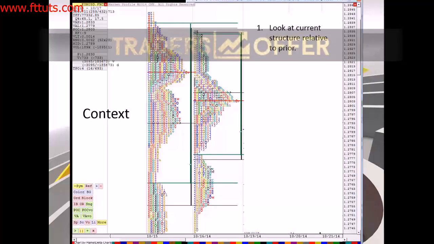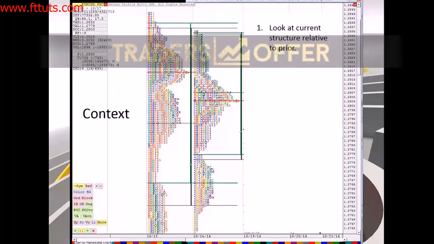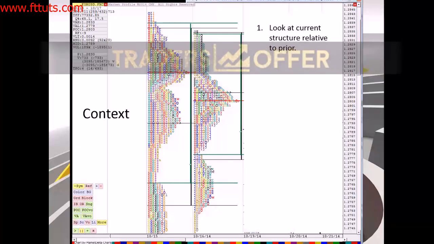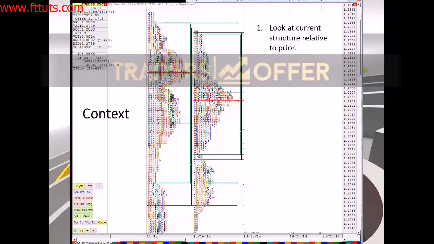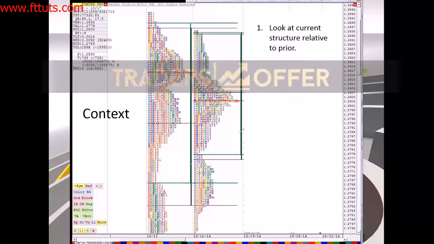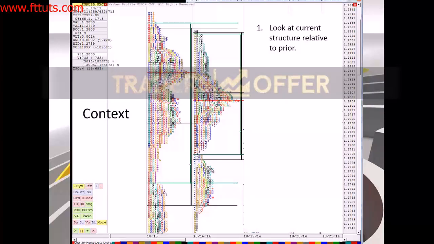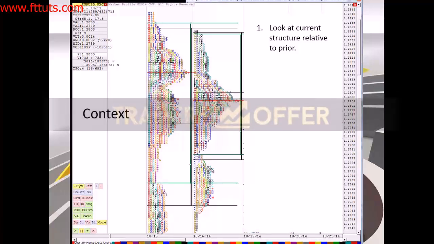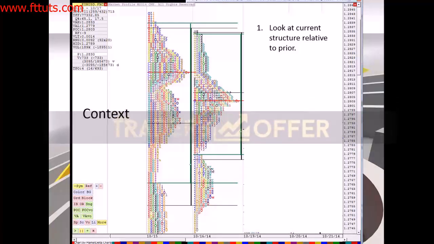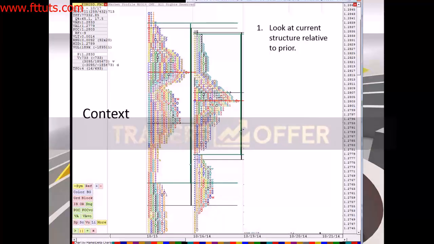Now, remember, when one is developing, the most current and the latest data that we have about what happened in the market is from the prior profile structure. So we have to be looking at the current structure relative to the prior structure. That's the first important point that I want to make. You always want to analyze what is currently happening in the context of what already happened. And what already happened gives us the roadmap for our analysis, as you will begin to see here shortly.